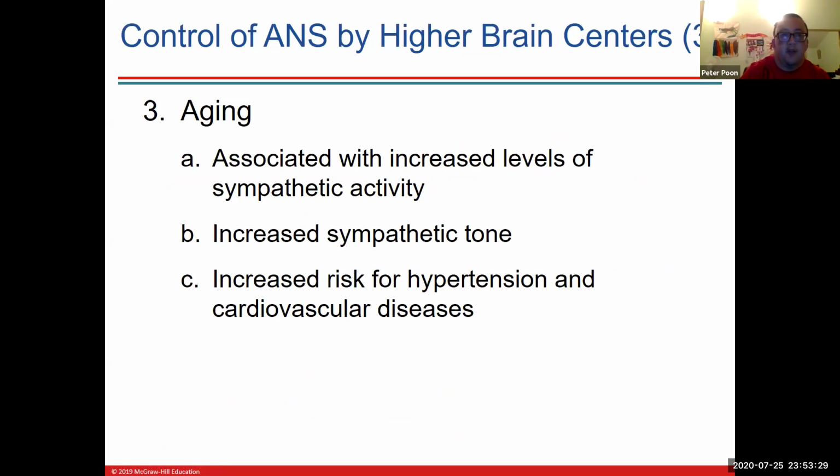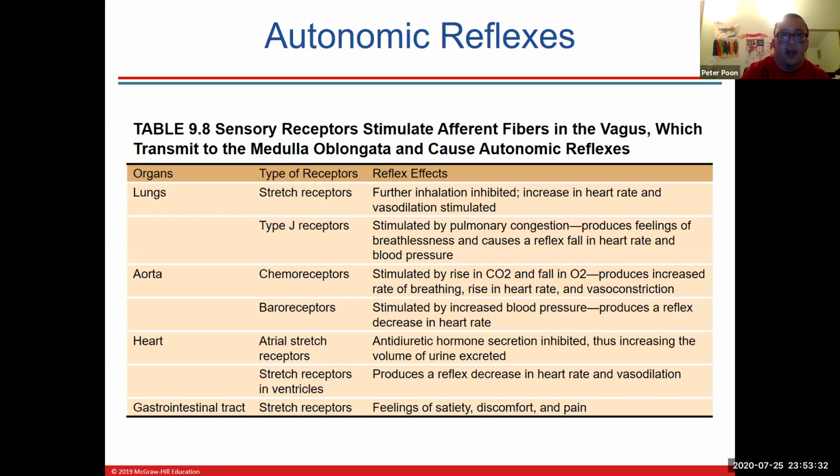You can read about aging. There are different types of receptors here that do different things.